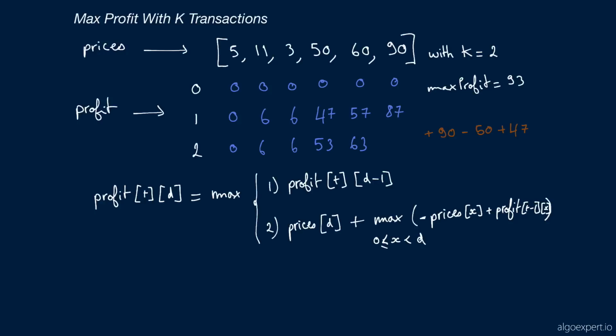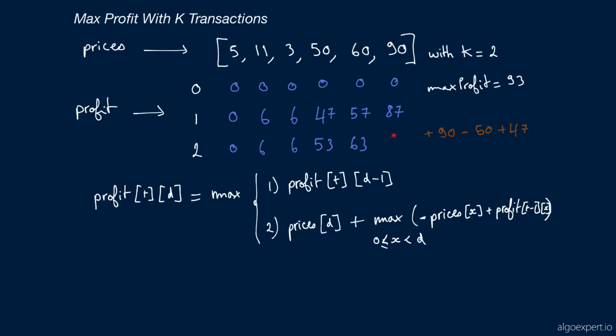minus prices of X. So on a given day X, we look at the profit that we could make with 1 transaction. Let's go with the example here at 50. With 1 transaction on the day where the price is 50, we can make $47. Then we buy at 50, so we subtract prices X, which is 50. And then we add prices D, which is 90. And so X can be between index 0 and D, but D not inclusive, so up to this.